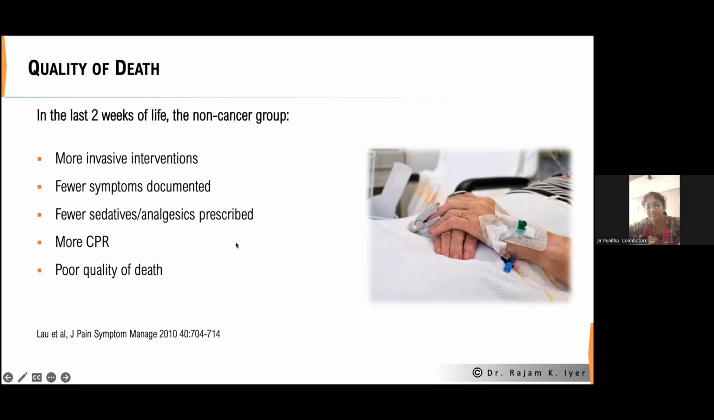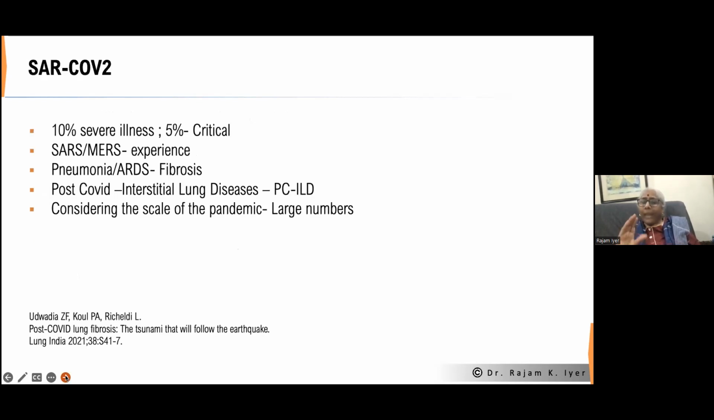Thank you. So I already mentioned this, that the non-cancer group gets less and less of palliative care. And I would like to mention a little bit of COVID. I hope we have seen the past of COVID, fingers crossed. But when it happened, what actually happened is what is important. So only 5% of patients were really critical. But of course, 5% of 1.3 billion is a lot of people. So which is why we saw what we saw in this country.